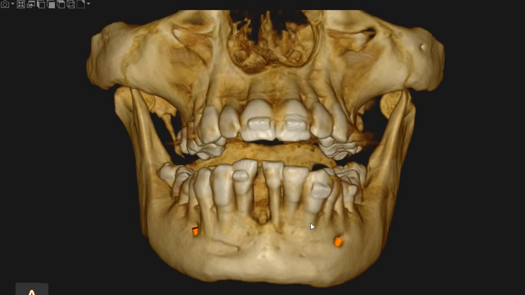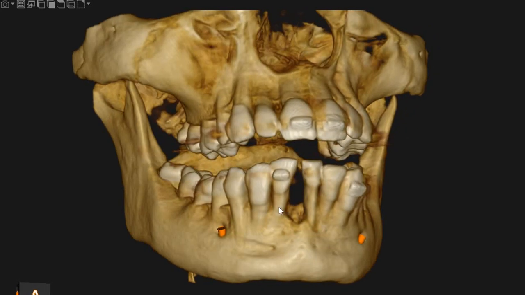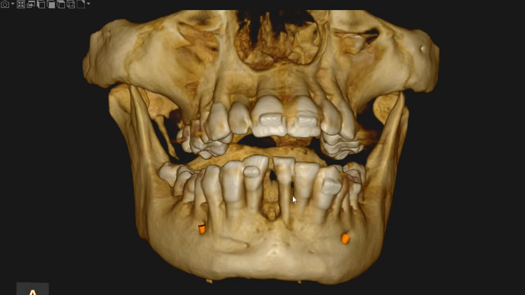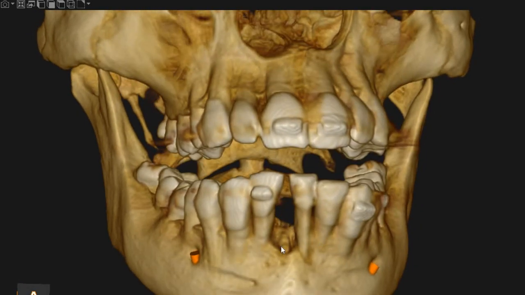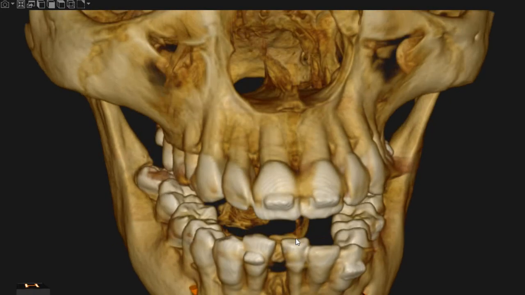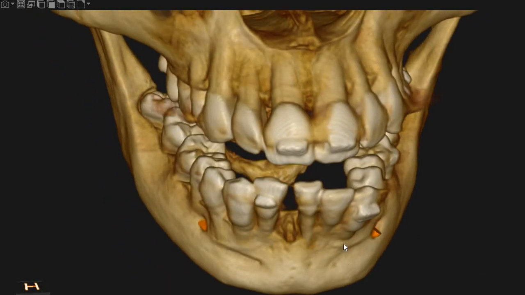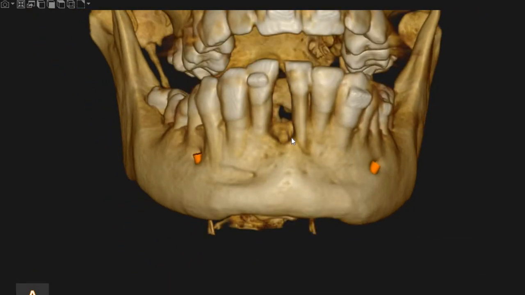On the 3D rendering, you can very clearly see there's very severe bone loss in the anterior segment between the central incisors on the lower right and the lower left segments. Now you can see this bone loss has a periodontal defect. We're presuming there's an extraction socket present here as well, so we're presuming that a central incisor was extracted.